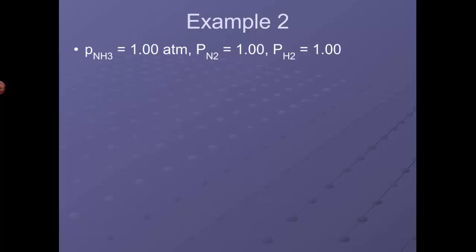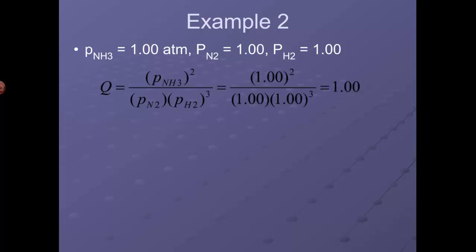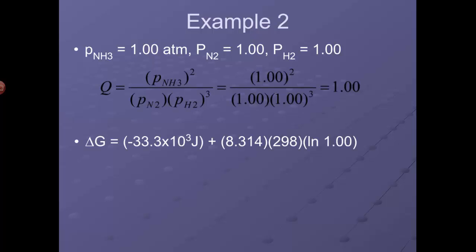Well, what if I have these pressures? 1 atmosphere, 1 atmosphere, and 1 atmosphere. Which way will the reaction shift if I do that? Calculate Q again. Q is 1. Delta G is negative 33.3 times 10 to the 3rd joules. That's the standard. Plus RT natural log of 1. Natural log of 1, okay, we have 0. So delta G is negative 33.3 times 10 to the 3rd joules, because natural log of 1 is 0. It takes that term right out of it.